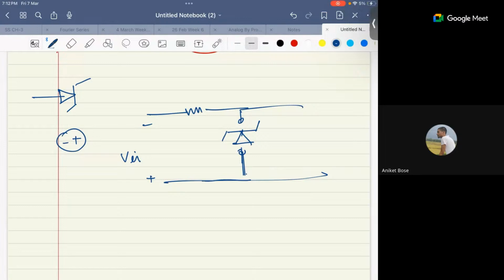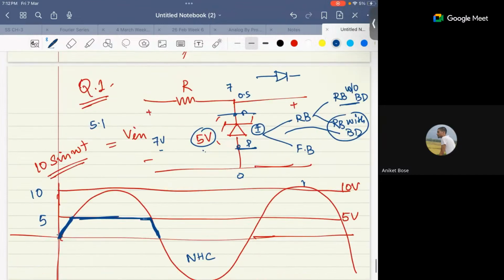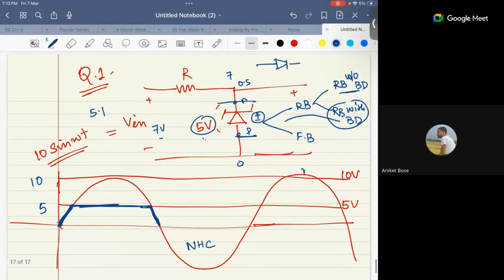I didn't get you. Can you explain again? In the given question, the polarity is positive upwards and negative downwards. Always take that to avoid any confusion. Always take N as positive if you are dealing with a Zener diode. Okay. And now the next question.